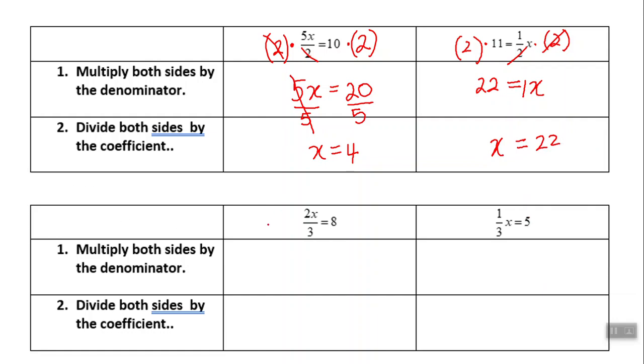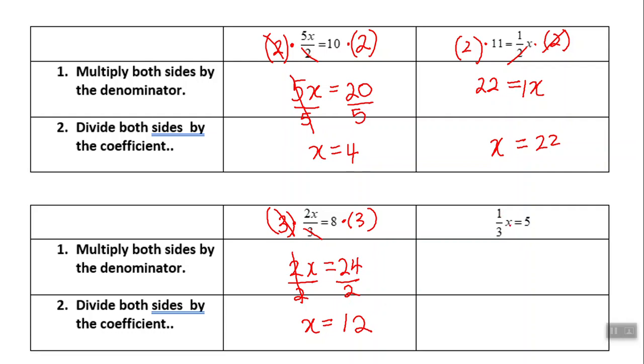Let's look at the next example. 2x over 3 equals 8. Step 1, multiply both sides by the denominator. What is the denominator? The denominator is 3. You multiply by 3. And 3 will be cancelled. You have 2x. 8 times 3 is 24. Step 2, divide both sides by the coefficient. Again, the coefficient is the number before x. Here it is 2, so divide by 2. 2 and 2 are cancelled. X equals 24 divided by 2 is 12.